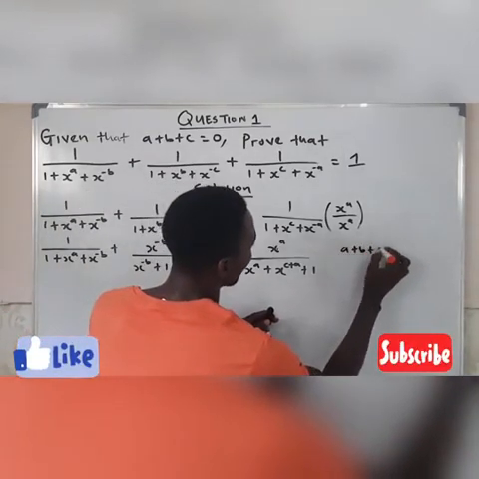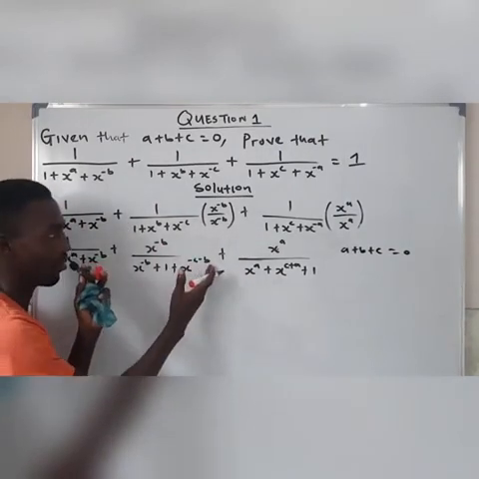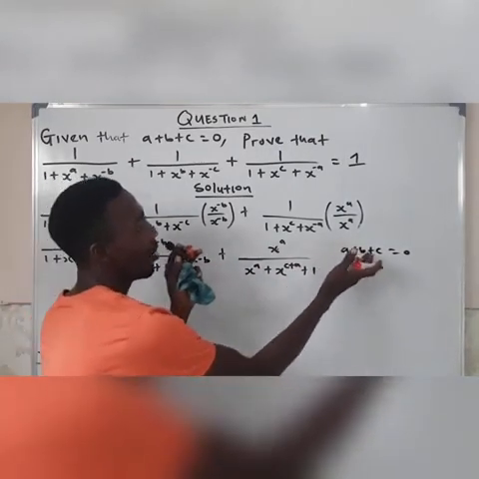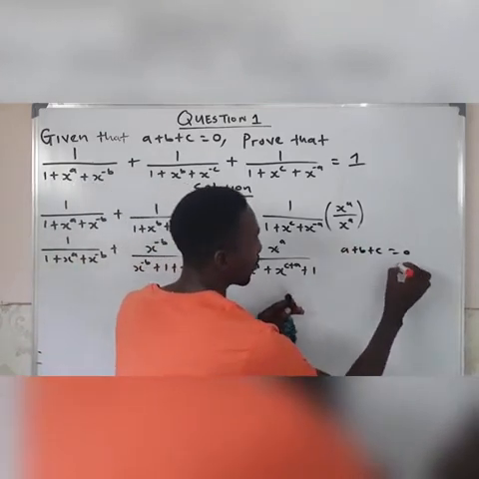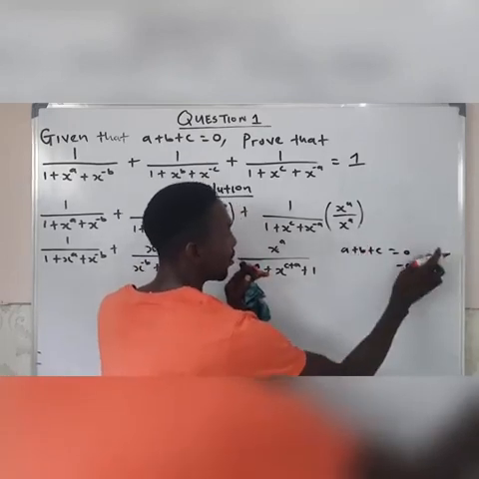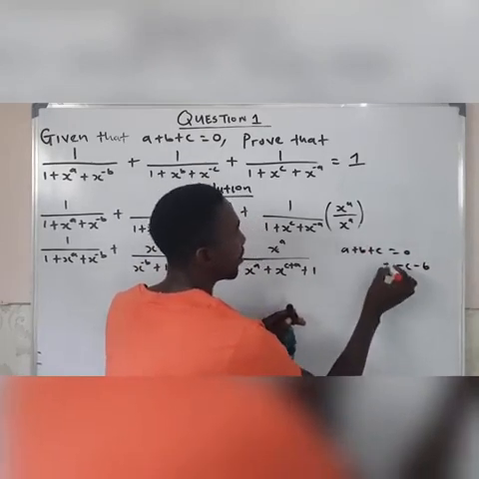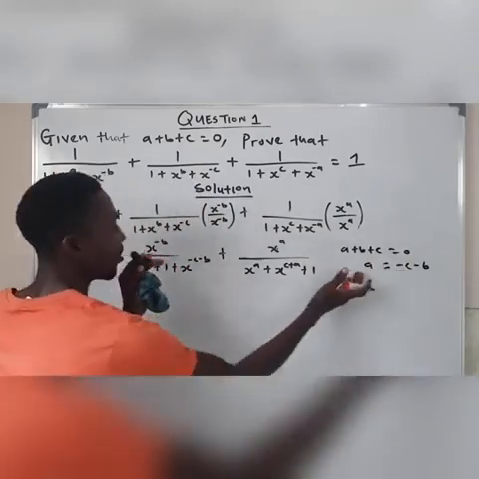We are given a plus b plus c to be what? 0. And here we are having minus c minus b. Is it possible for us to have minus c minus b here? Yes. If we move this to the other side, we are going to have minus c. If we move minus b there, this positive b to the other side is going to be minus b. Then we'll be left with a. So it shows that minus c minus b is equal to a.